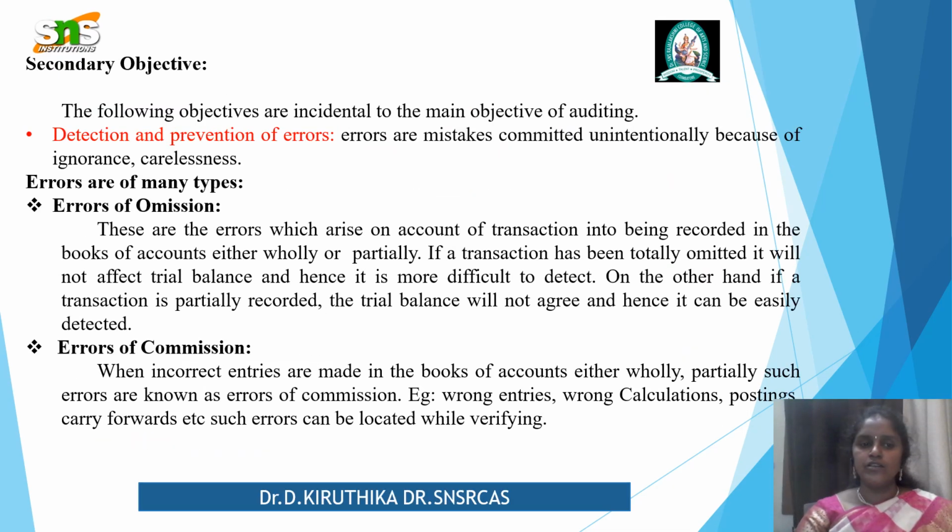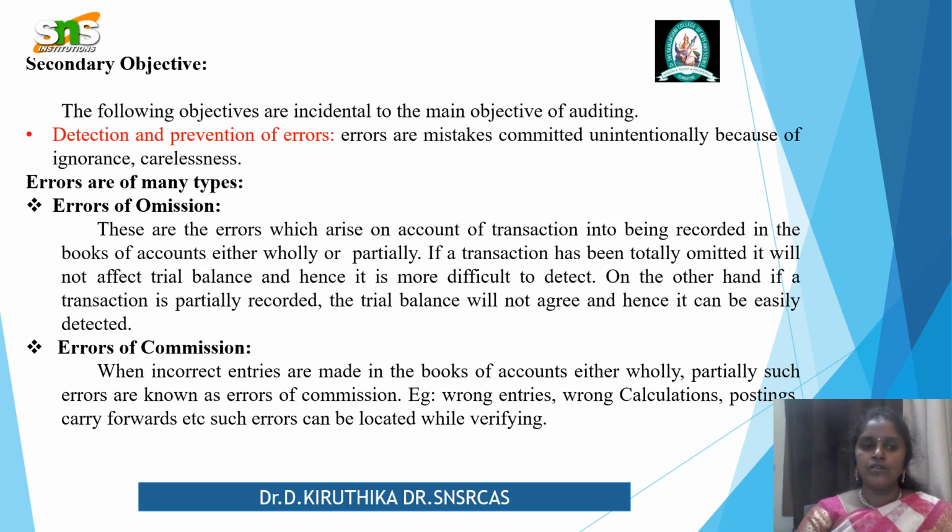The secondary objective is the detection and prevention of errors. Errors or mistakes are committed unintentionally because of ignorance and carelessness. So we have to detect those errors and we have to prevent those errors in the future. The errors may be of the following types. One is the error of omission and one is the error of commission.